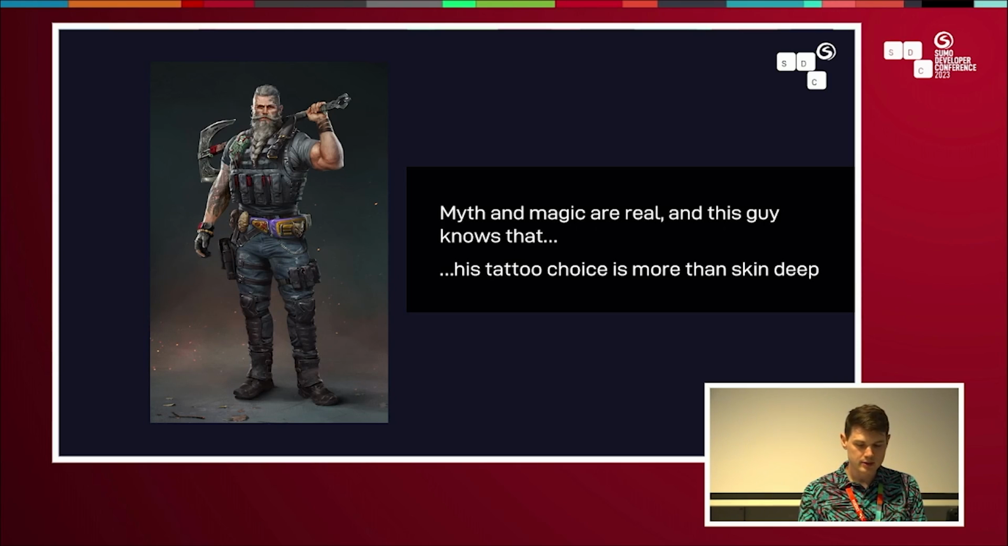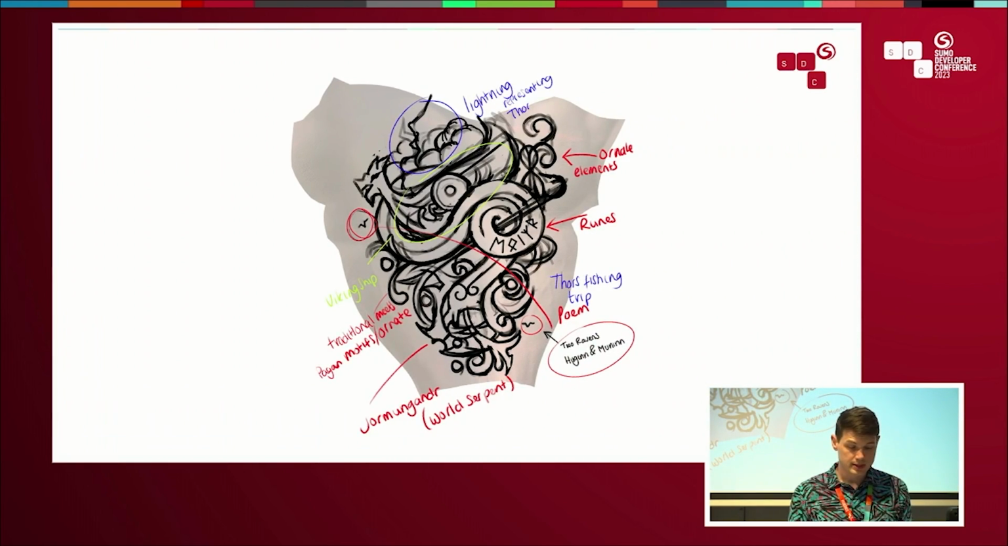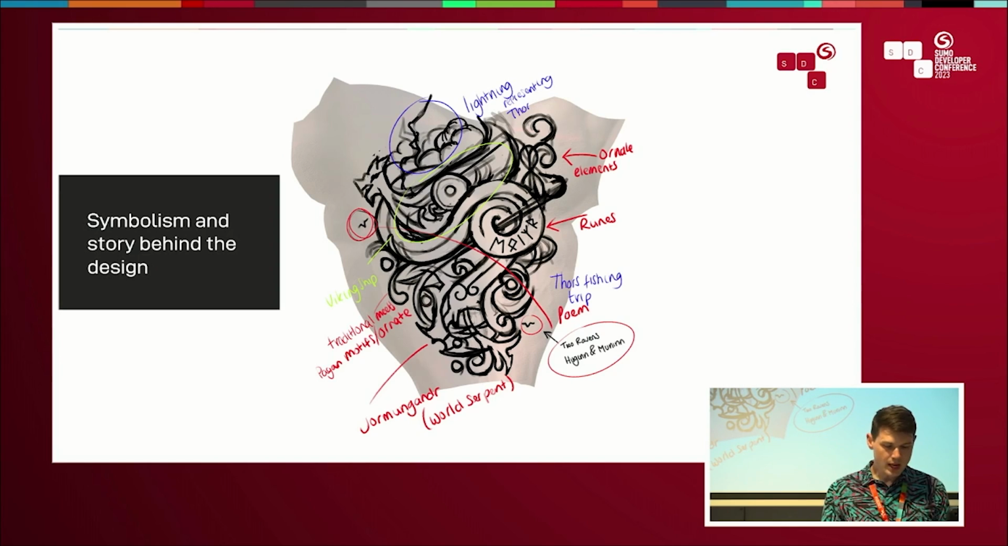So we looked at Norse mythology to inspire the design. Here's one of the sketches that we started with. And you can see that we're really thinking about embedding things in it that would signal that it is of Norse origin and that he has an understanding of what it is that he's chosen. This is telling the story of Thor's fishing trip, where he battles the Midgard serpent and almost causes the end of the world. So there's symbolism and there's story behind what we're designing here.